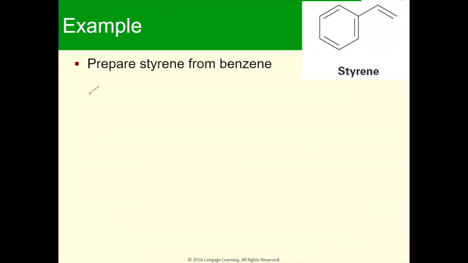That might be nice. So that's the starting material, and I want to go to styrene. Okay. Well, what if I do some sort of Friedel-Crafts reaction? Remember, we can do that with an alkyl halide, and in this case I'm trying to add 2 carbons to it. So we want to do a Friedel-Crafts reaction where we use an alkyl halide, in this case a 2 carbon with the chlorine and the aluminum chloride.